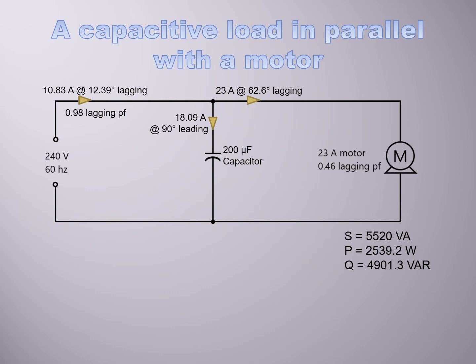However, by adding in an 18 amp leading capacitor, I've now offset some of that load that we have with the motor. Since my capacitor is a leading power factor and my motor is a lagging power factor, their ampacities actually oppose each other. The result is that from my supply, I'm now drawing 10.83 amps and my new angle is 12.39 degrees lagging, or 0.98 lagging power factor.